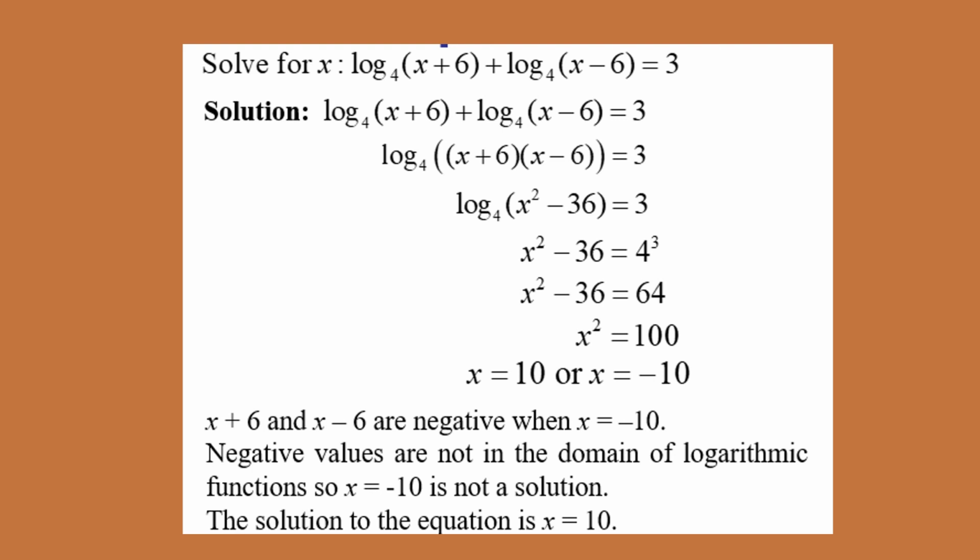But if we are taking x plus 6 and x minus 6, both x plus 6 and x minus 6 will be negative when x is negative 10. We cannot have a negative value inside a logarithm. So we cannot have x to be negative 10, and hence the answer should be x is equal to positive 10.